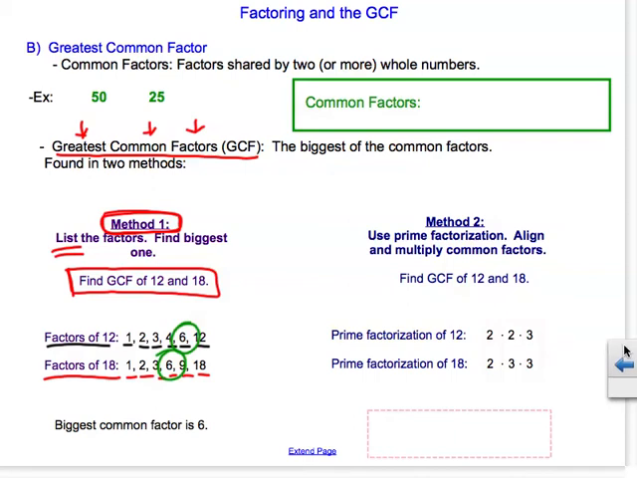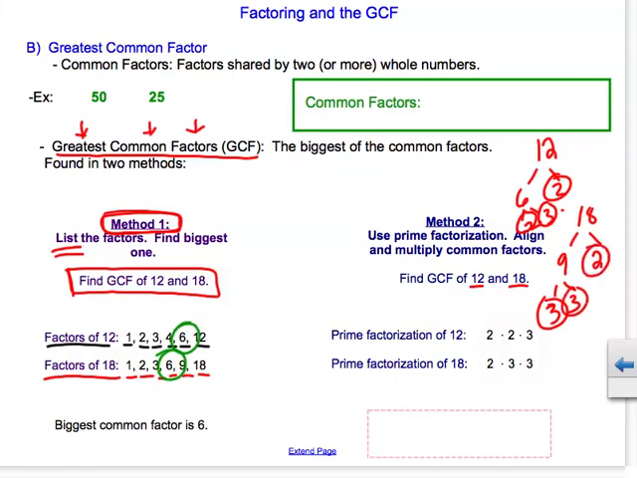The second method that we have is to use prime factorization. Okay, so the prime factorization of 12 and 18. If I were to find them, I would do 6 times 2, which is 2 times 3 times 2. Okay, if I were to do 18, I would have 9 times 2, and this would be 3 and 3. So I already have this written here. I wanted to show you where it would come from.